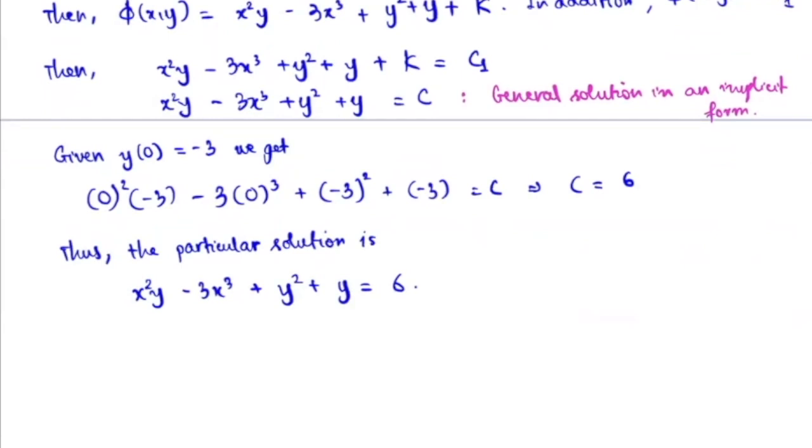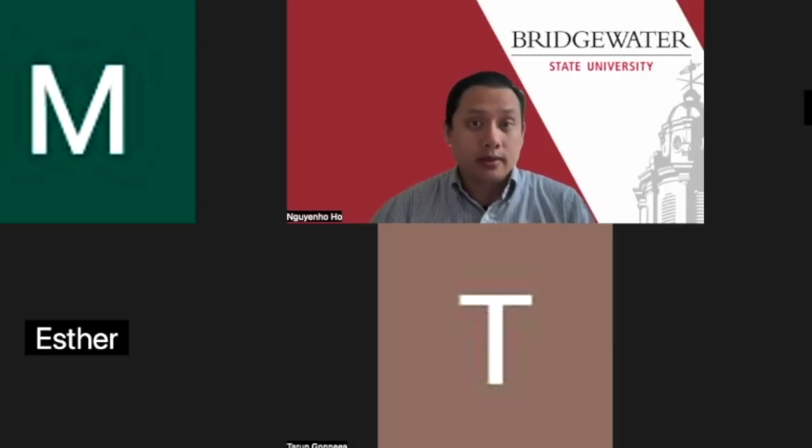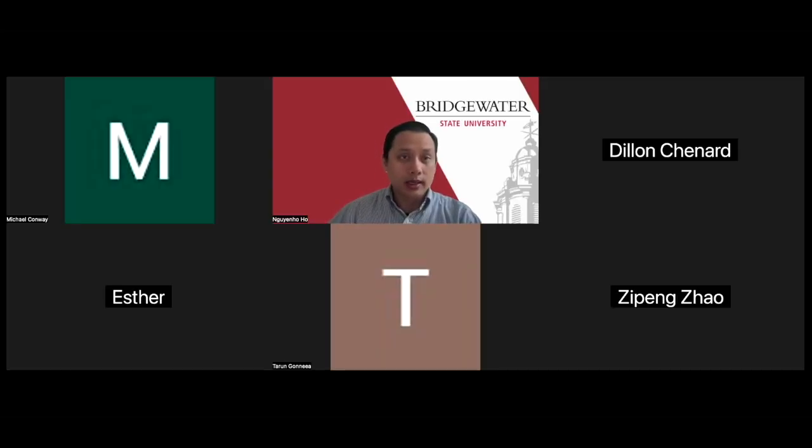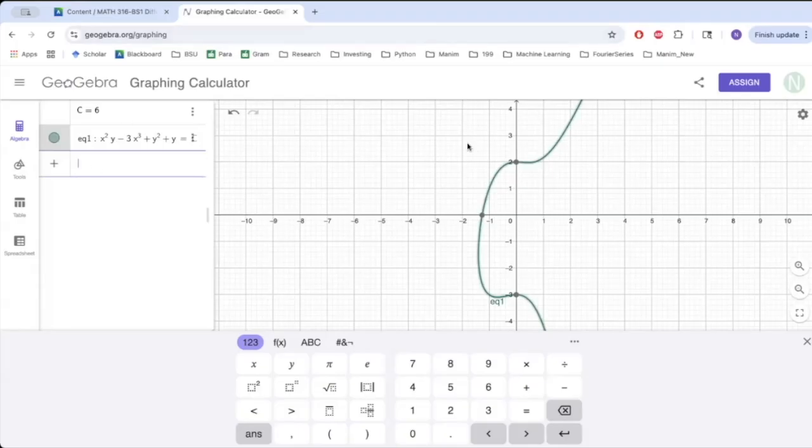Now I want to present to you the solution curve on another tool. This is called GeoGebra. I don't know if you have used something like that before, but I think it's a very powerful tool to visualize functions of two variables. So give me 1 second here. The equation that we got is x squared y minus 3x cubed plus y squared plus y equal to 6. So let me start with the constant equal to 6. And you have x squared times y minus 3 times x cubed plus y squared plus y equal to c. So that's the solution curve.